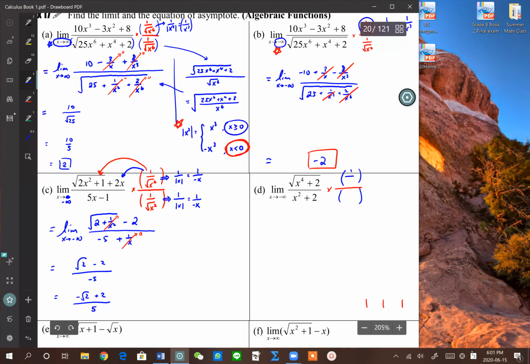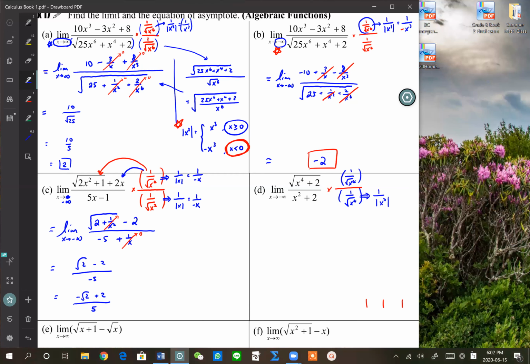1 over root x to the power of 4. Yeah, so 1 over root x to the 4. Now, Leon, which side, numerator or denominator, needs to be simplified? The denominator. Okay, what do we simplify this into? 1 over absolute value of x squared. Okay, why do you think we need absolute value here? Oh, and then I changed it to 1 over x squared.